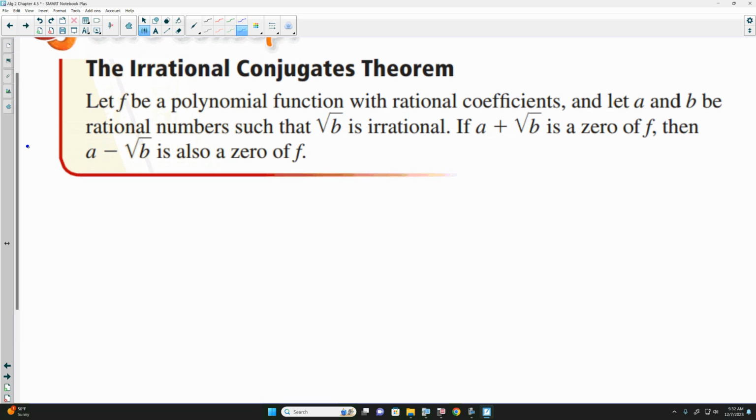Last theorem we're learning in 3.5, the irrational conjugate theorem. You don't have to write the whole thing down, but what it's mainly saying is that if a plus the square root of b is a solution, a minus the square root of b is a solution also. As we saw with the first problem we did today, we got 1 plus the square root of 3 as a solution, yes? And according to this theorem, 1 minus the square root of 3 is also a solution. If we have one, we have to have the other.